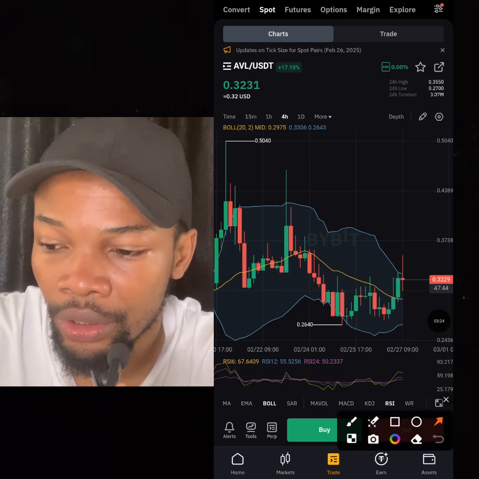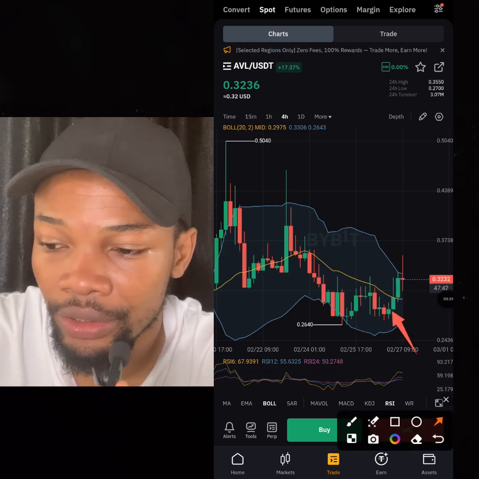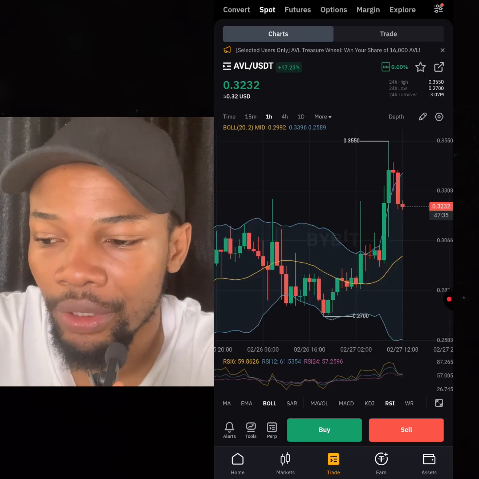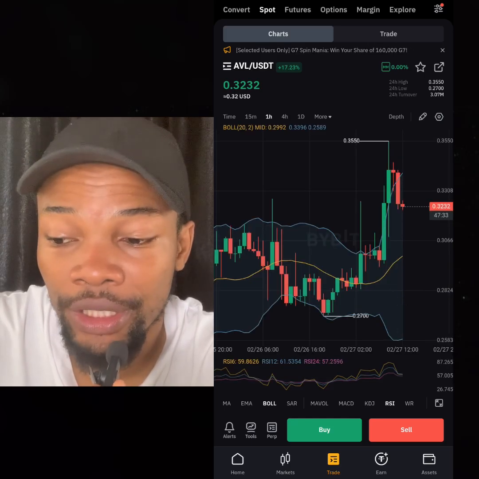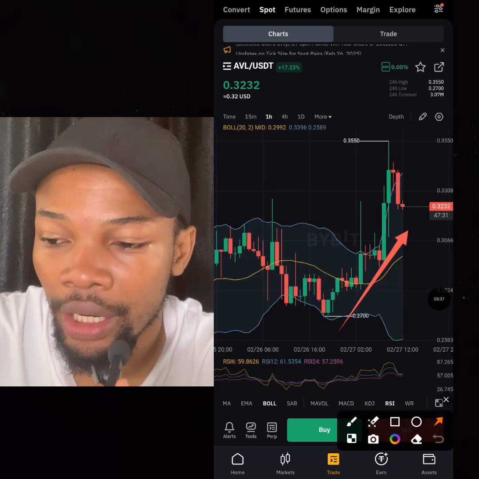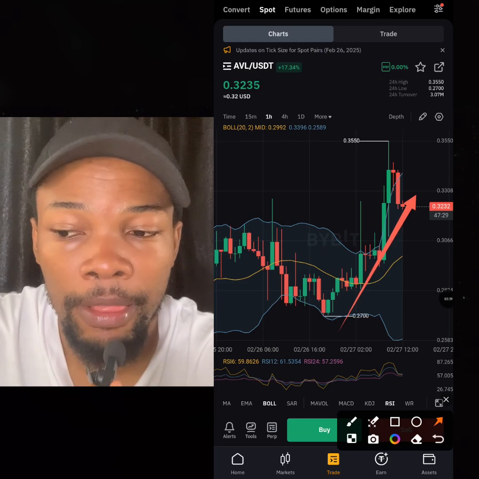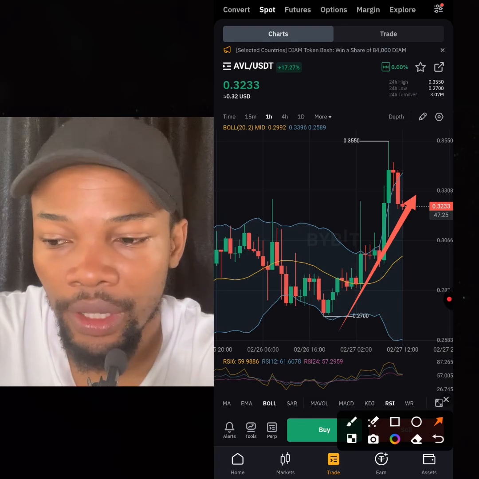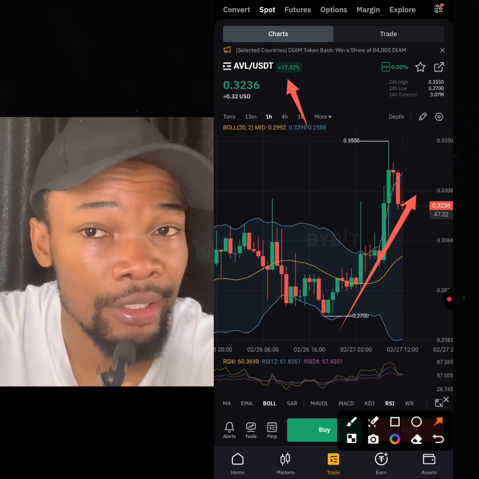You can see there are a couple of green candles, and if you had purchased for some time, you would have earned good profit. If you come on the 1-hour time frame, you will be able to see clearly that it has been going on an uptrend. Maybe they started recommending AVL just recently, and it has done 17% in the last 24 hours.